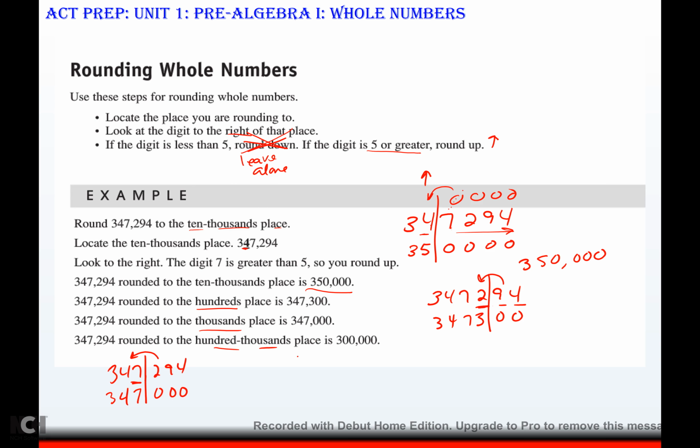Okay, to the 100,000ths place, 3, 4, 7, 2, 9, 4. The 100,000ths place is right there. 4 isn't going to round it down. It's going to leave it alone. So that stays a 3, and these all turn to zeros. Okay.